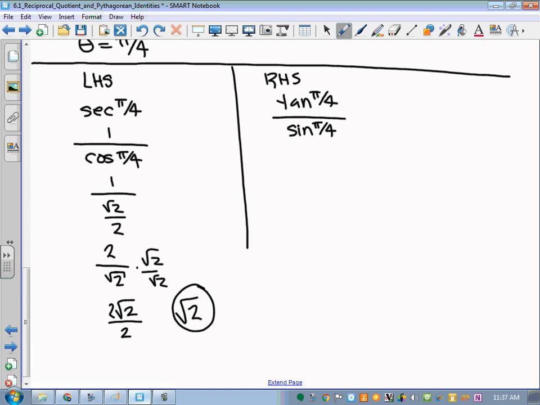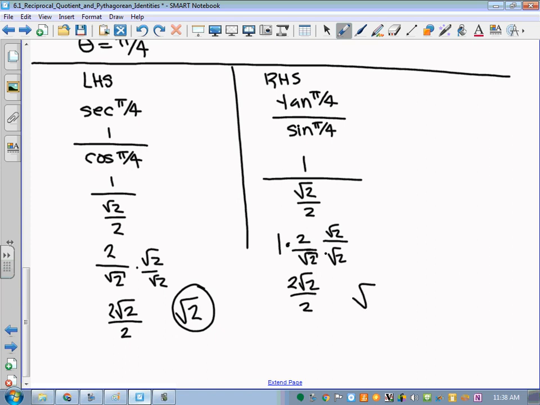Now, one of the reasons I wrote tan in there is pi over 4 has the same x and y coordinate. So the tan of pi over 4 is 1. And the sine of pi over 4 is root 2 over 2, which is 1 multiplied by 2 over root 2. When I rationalize that, I'm sure we can see what's happening here. I get 2 root 2 over 2, or just root 2. And again, that's verified to be true.